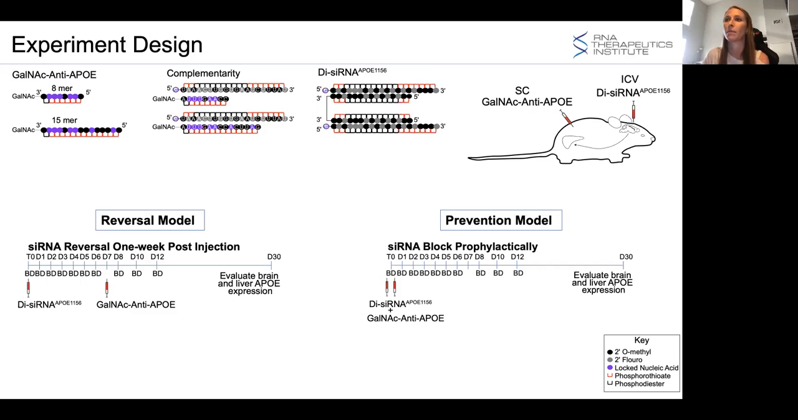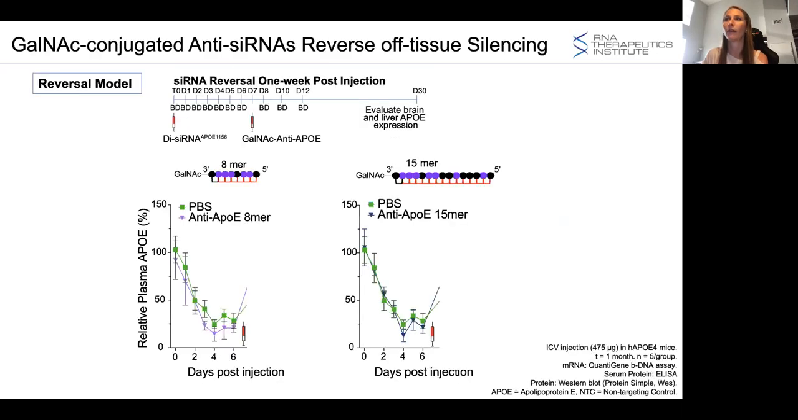injection. Because APOE is a secreted protein that is abundant in the serum and primarily made by hepatocytes, we were able to track expression over time by taking blood draws and running ELISAs that correlate back to liver silencing. After ICV injection of the siRNA, we collected blood each day, and you can see here that the amount of plasma APOE protein rapidly drops in response to systemic exposure in all groups.